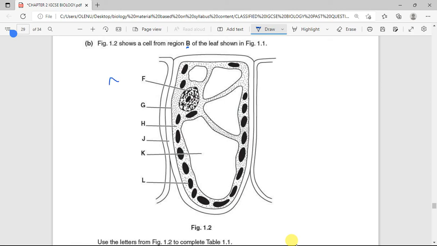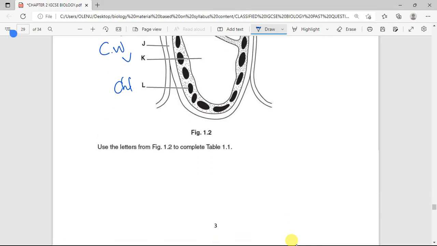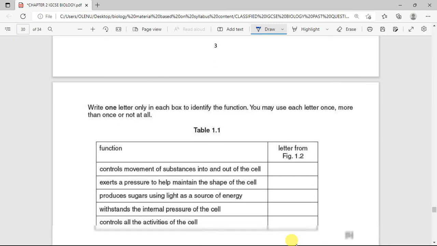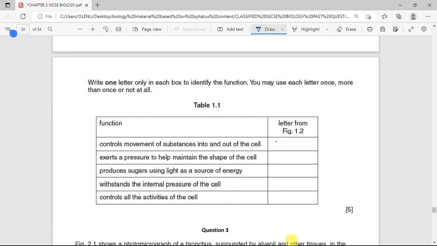Now, figure 1.2 shows a cell from region B. Okay, that's the palisade cell. F here is your nucleus. G is the cell membrane. This is your cytoplasm. J is the cell wall. K is the vacuole. L here is the chloroplast. Use the letters from that table. Control movement of substances in and out of the cell is the cell membrane. Expel excess water, vacuole. Produce sugar, chloroplast. Withstand the internal pressure of the cell, that's cell wall.